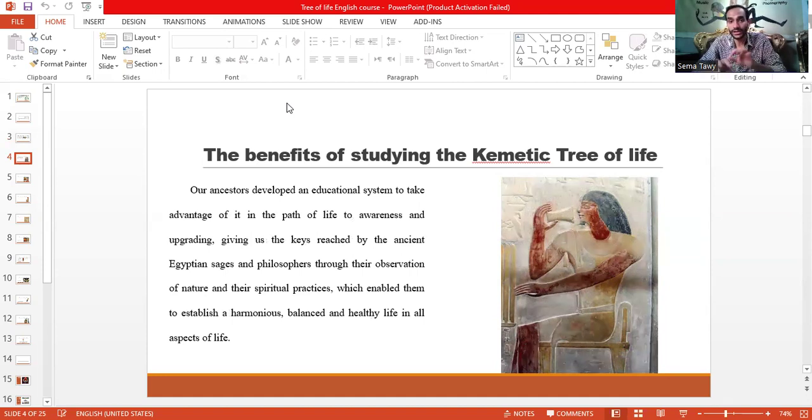Kemetic tree of life, it's another term for the Egyptian tree of life. So our country in ancient time was called Kemet.